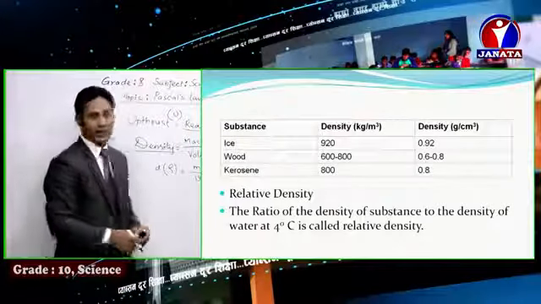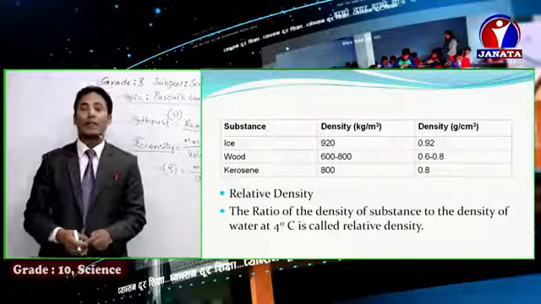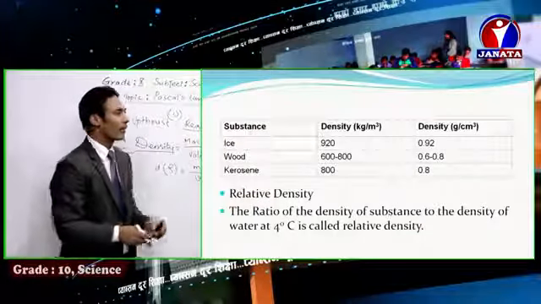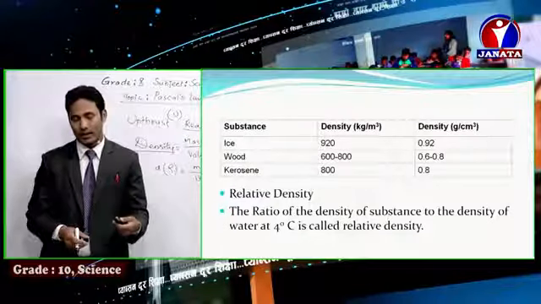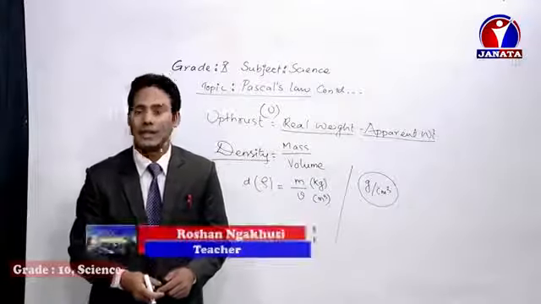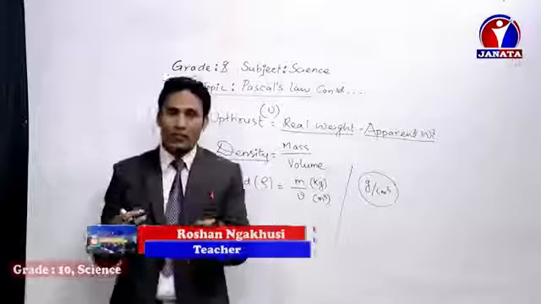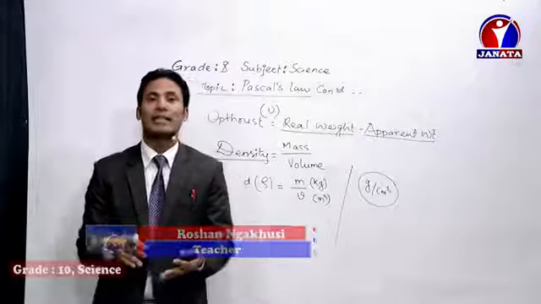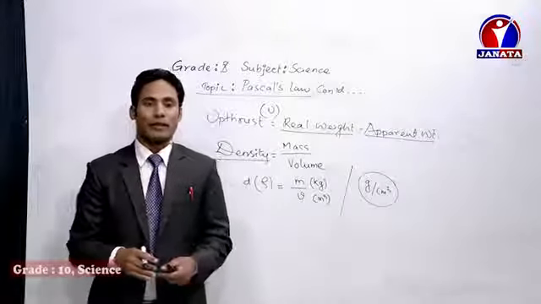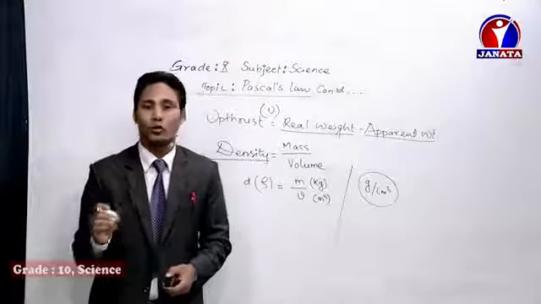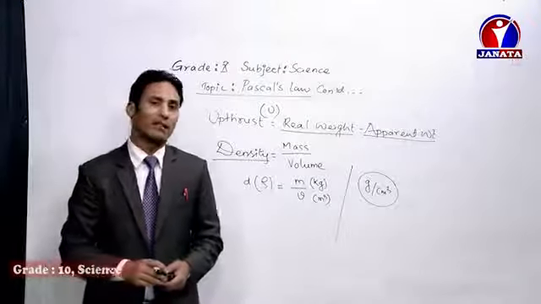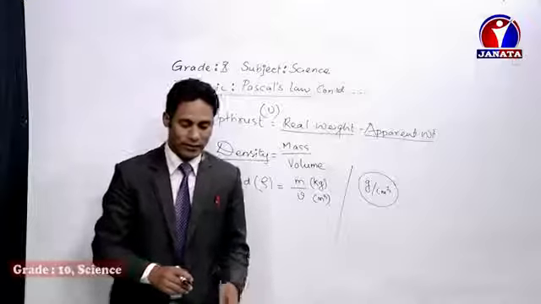Now relative density. Relative density is a comparison of the density with the density of water at 4 degrees centigrade. That means the ratio of the density of a substance to the density of water at 4 degrees centigrade is called the relative density. For example, the relative density of ice is 0.92. That means its density is 0.92 times that of water at 4 degrees centigrade. That is the relative density.